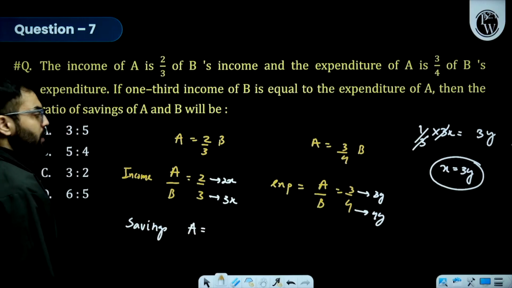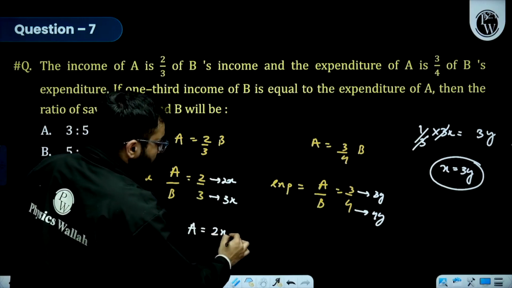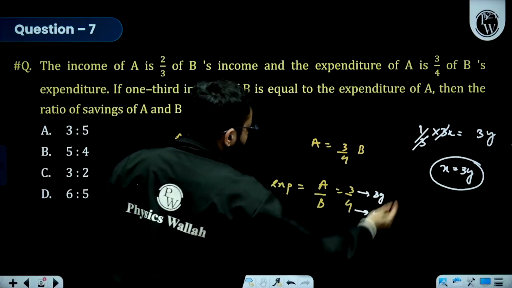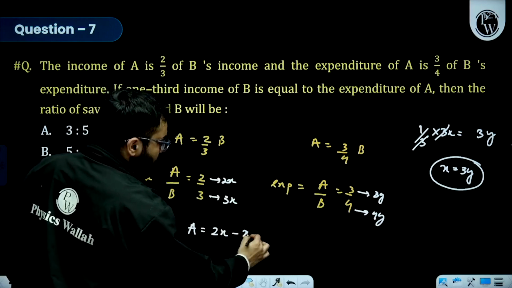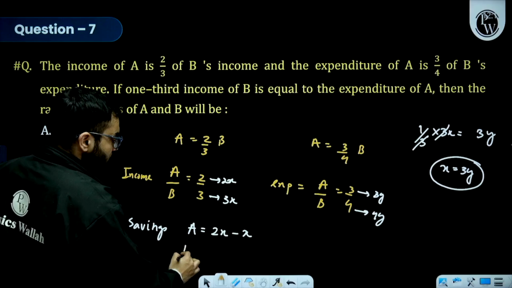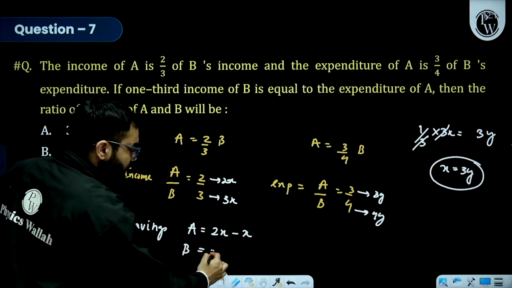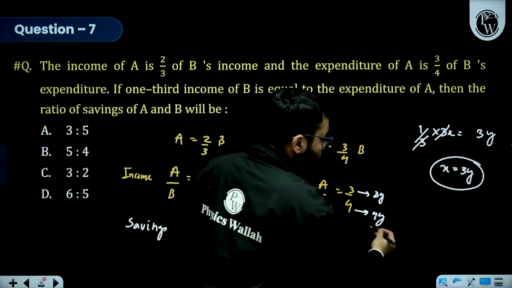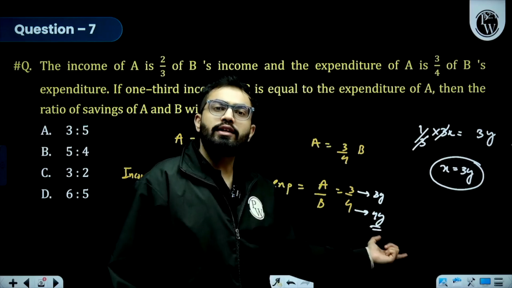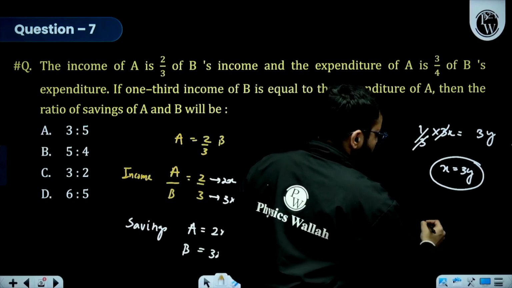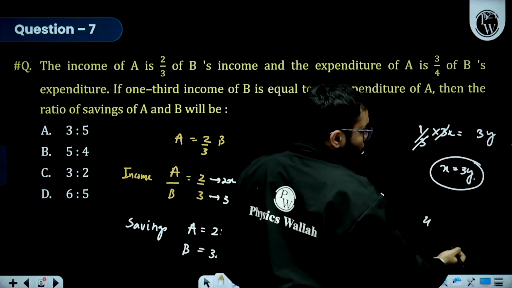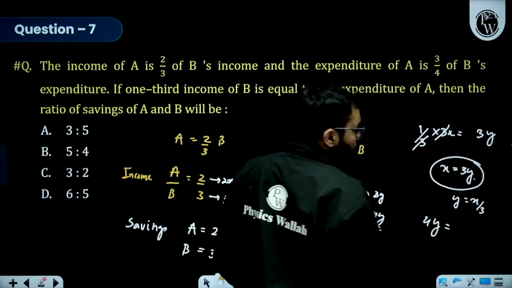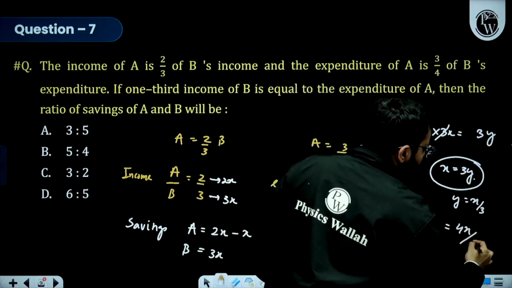For A, the income is basically 2x minus the expenditure of A, which is 3y, and 3y is nothing but x. So 2x minus x is going to be the savings for A. Similarly for B, the income is 3x and the expenditure is 4y. So we can express this 4y in terms of x now. If 3y is equals to x, then y comes out to be x by 3, and hence the value of 4y will be equal to 4x upon 3.